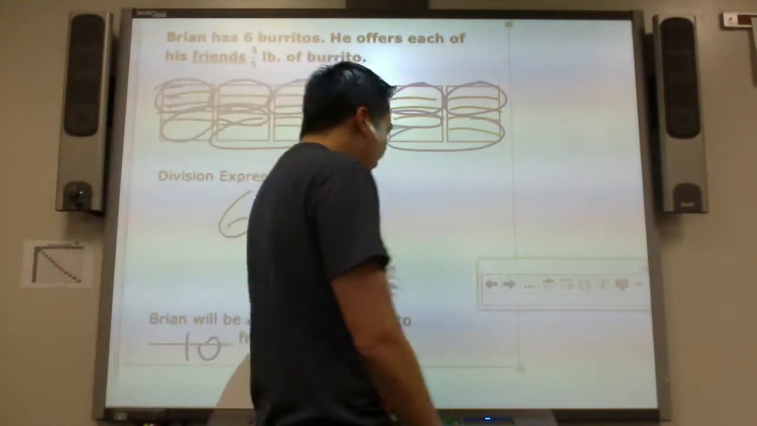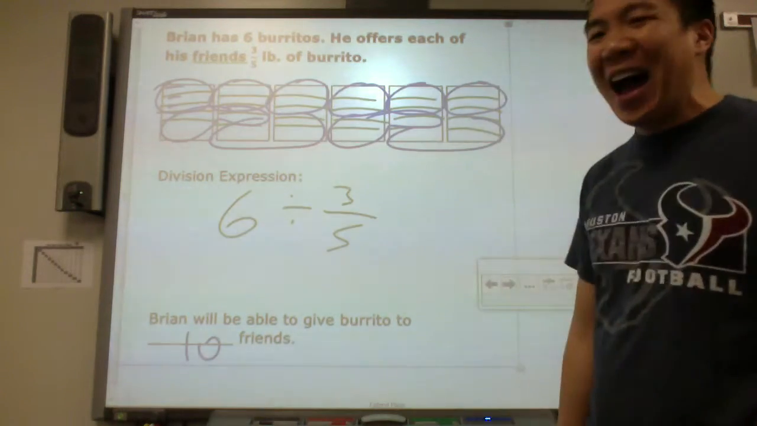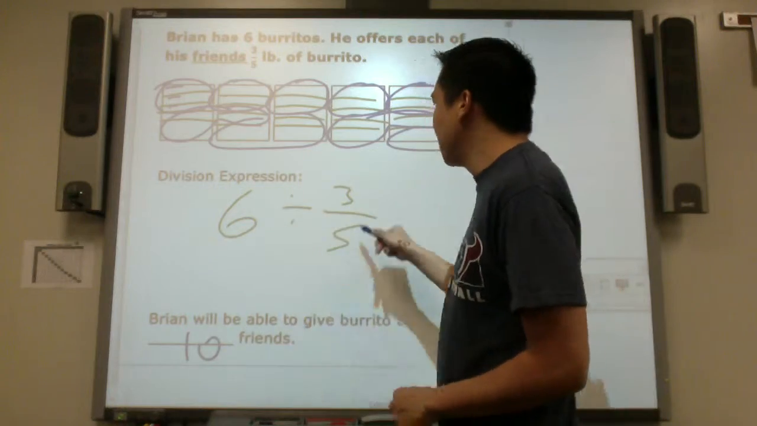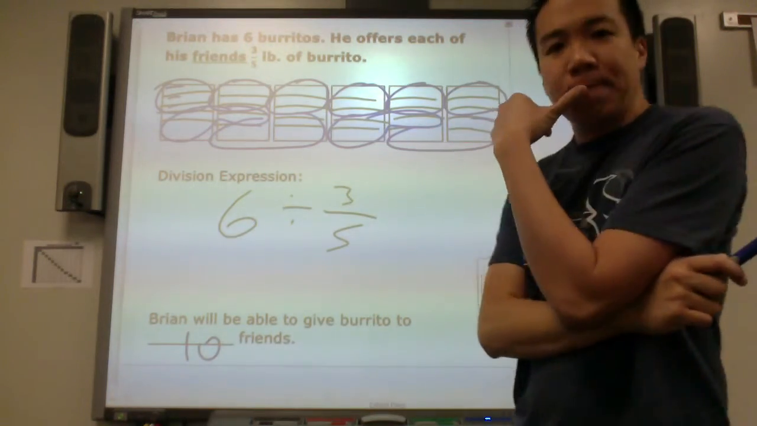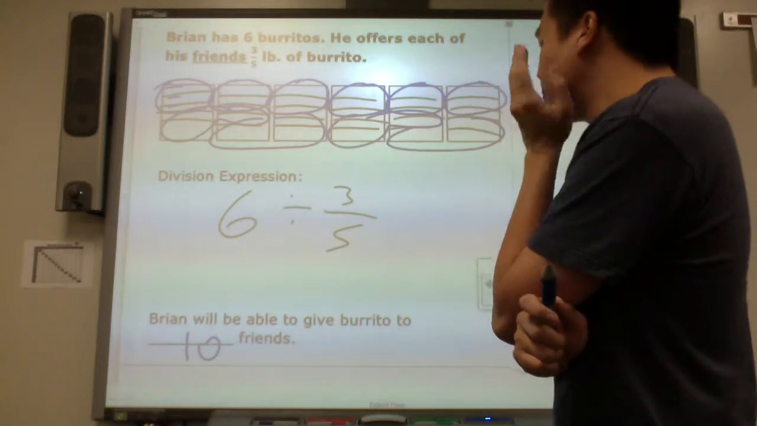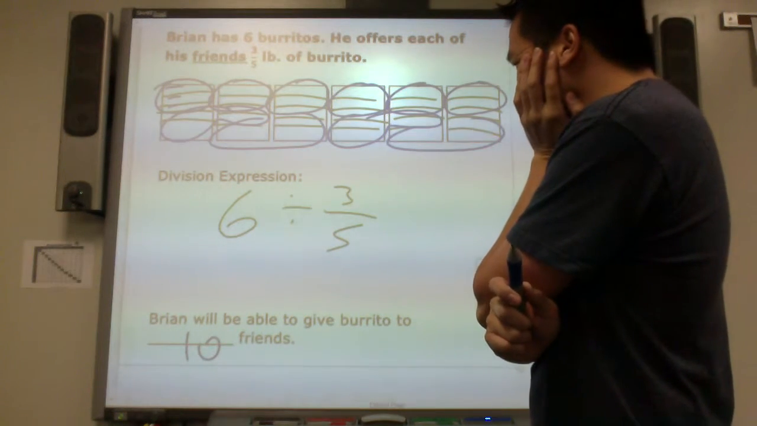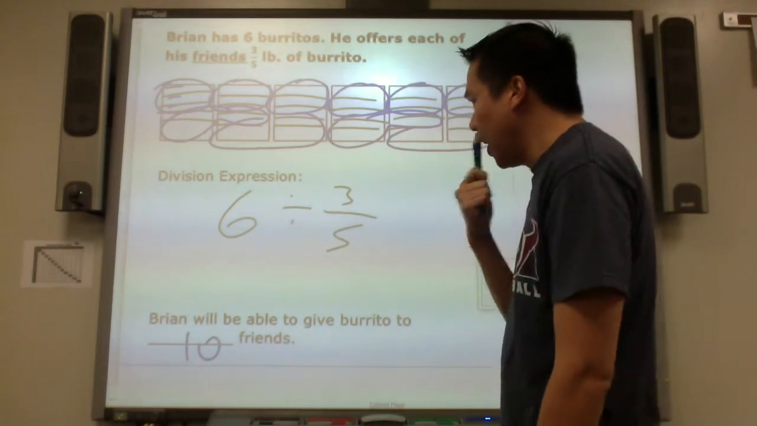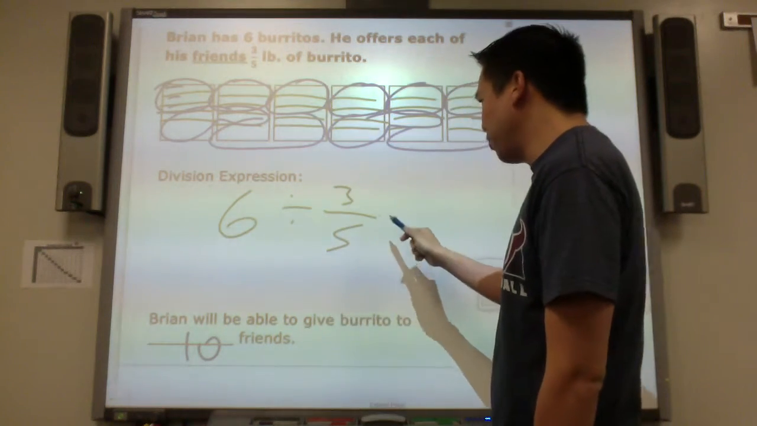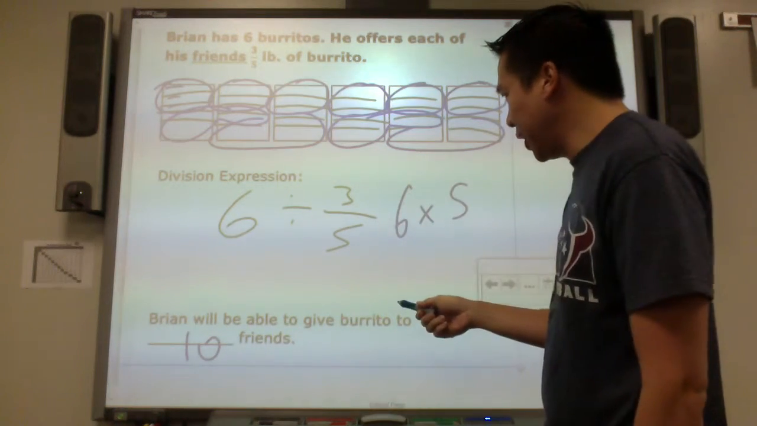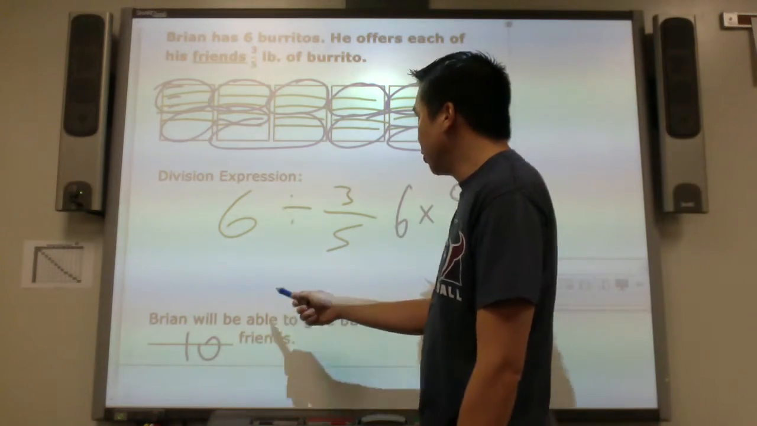I wonder how I could have gotten that without the drawing. How can I get 10 from this without a drawing? Anybody have a suggestion? I wonder if you multiply 6 and 5. That's 30. So it's 30 pieces.